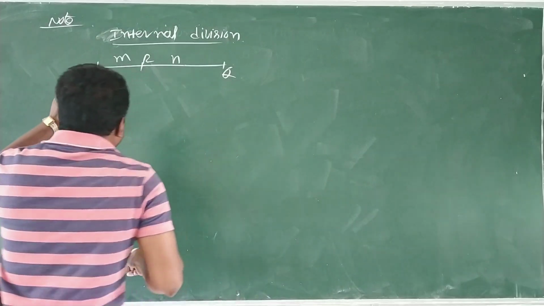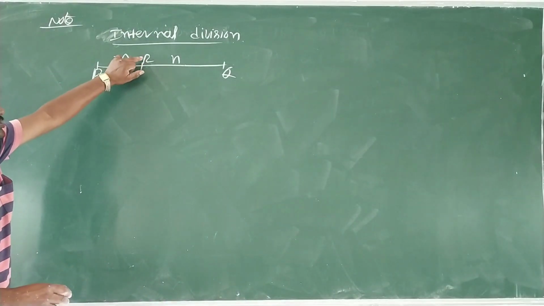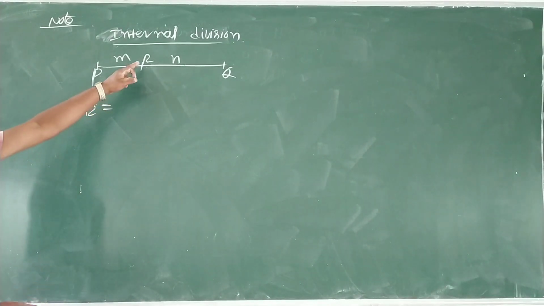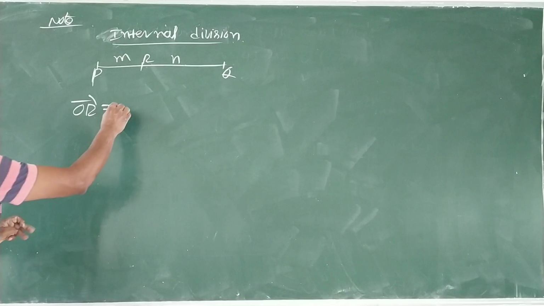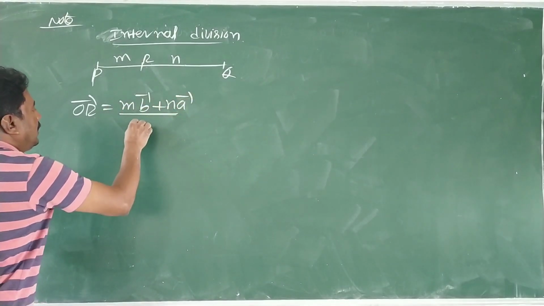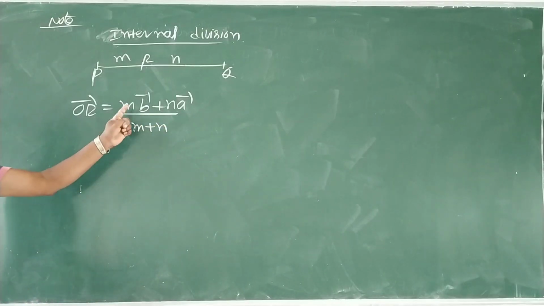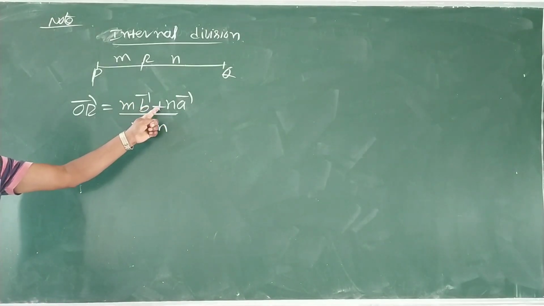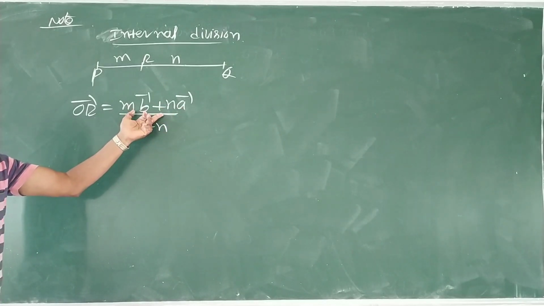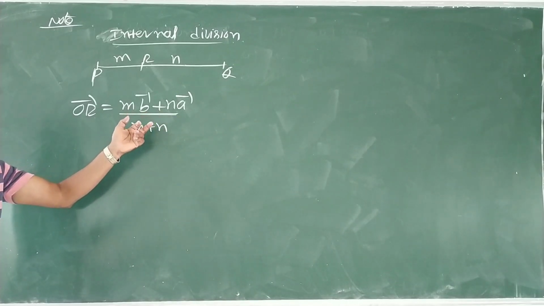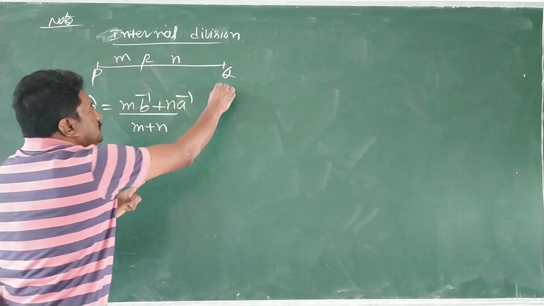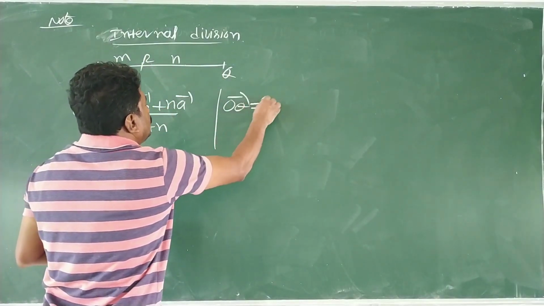Then the position vector of point R, vector r, is equal to (m b plus n a) by (m plus n). That is, m into vector b, plus n into vector a, by m plus n. Why do we have this formula, students? Because we are going to solve problems on this formula. B means the second vector. What is b? Vector OQ. OQ is b.